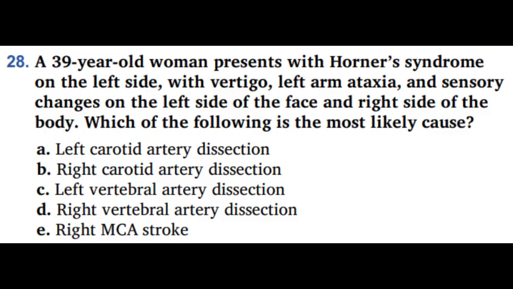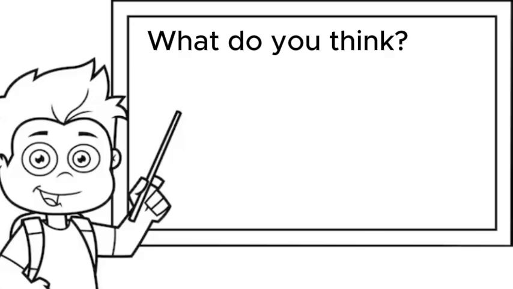Question 28. A 39-year-old woman presents with Horner syndrome on the left side with vertigo, left arm ataxia, and sensory changes on the left side of her face and right side of the body. Which of the following is the most likely cause? A. Left carotid artery dissection. B. Right carotid artery dissection. C. Left vertebral artery dissection. D. Right vertebral artery dissection. And E. Right MCA stroke.